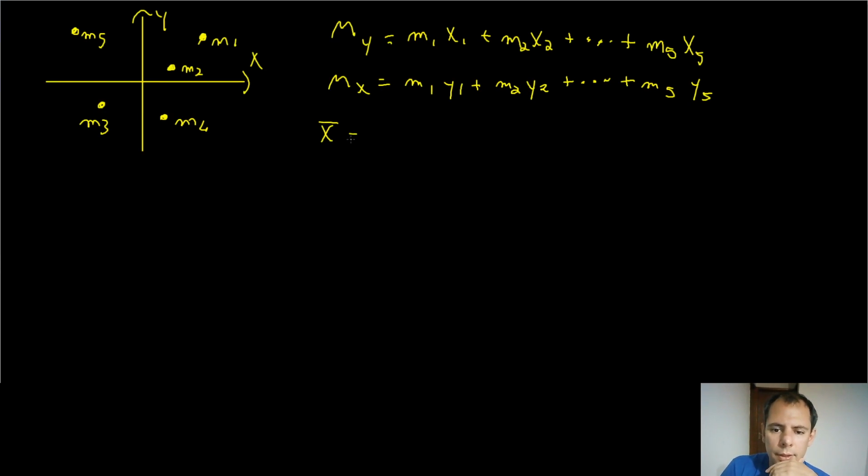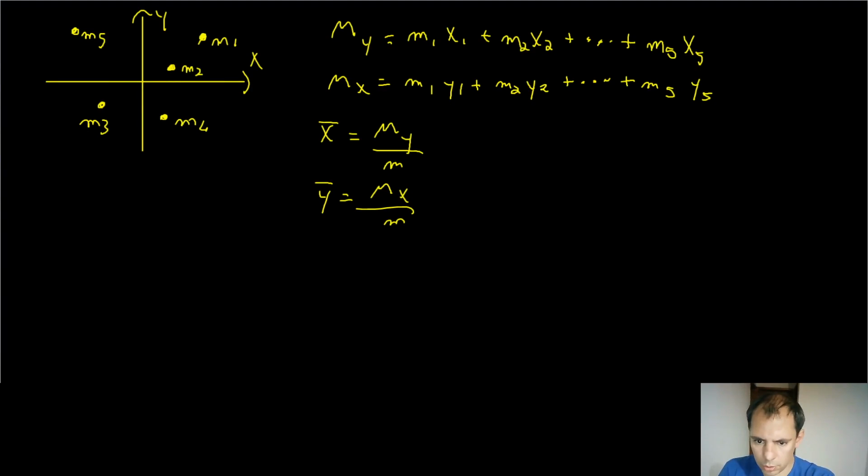If you want to find that, all you got to do is to get the moment about the y-axis and divide by the entire mass. M is the entire mass. And y is just going to be the opposite, okay? It'll be the moment about the x-axis divided by the entire mass. So you're going to have the center of mass of x and y in here.